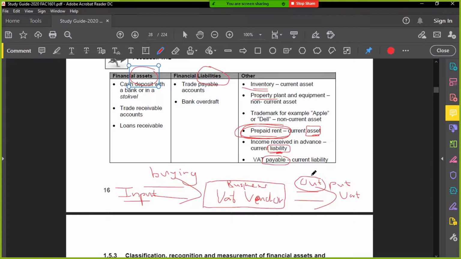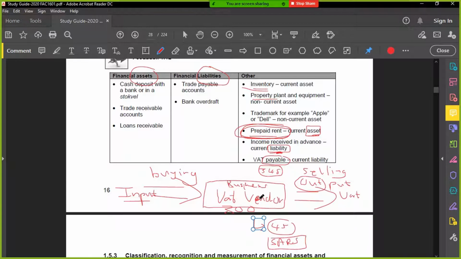Okay, goods going out when you sell. Right, so if I sell goods, let's assume those goods are worth 345. The 300 is going to be kept in the business. Do you agree? Yeah. And the 45 is going to be given to SARS.